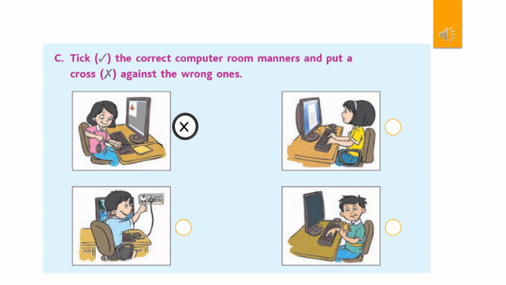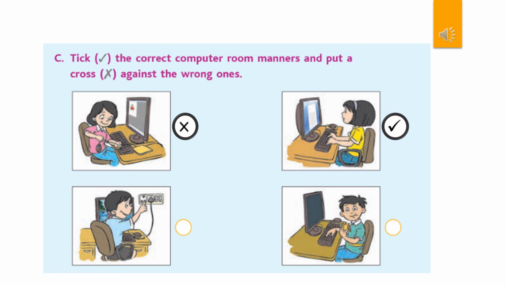In the second drawing, a child is using the computer to type something with the right posture and without spoiling any part of the computer. So it is a correct computer room manners. So we can put a tick there.